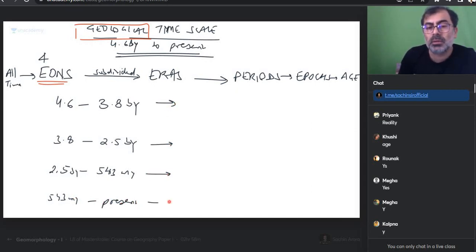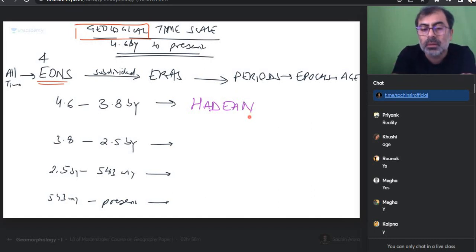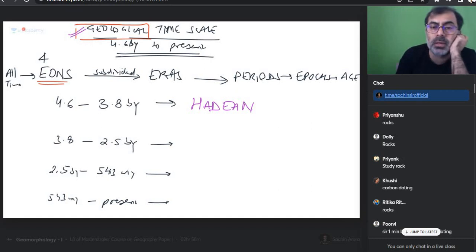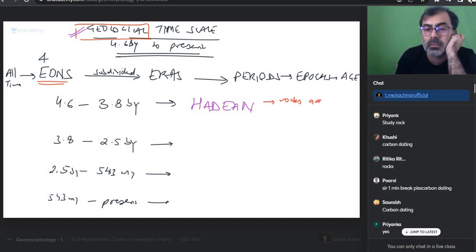Now the eons will have names, right? So 4.6 to 3.8, Earth was burning. Remember the hot molten Earth? It was like hell. The word for hell is Hadean. Get it? So how do we know about this past? How do geologists know about the past? From the rocks. What do they do to the rocks? That is called carbon dating, sir. You can find the age. I want to tell you, Hadean rocks are missing.